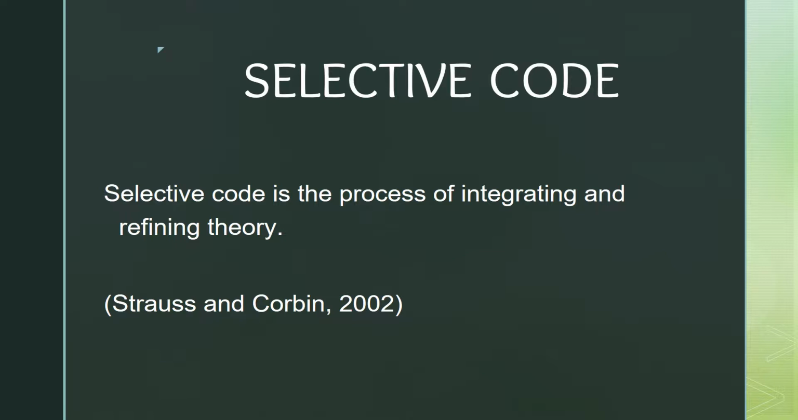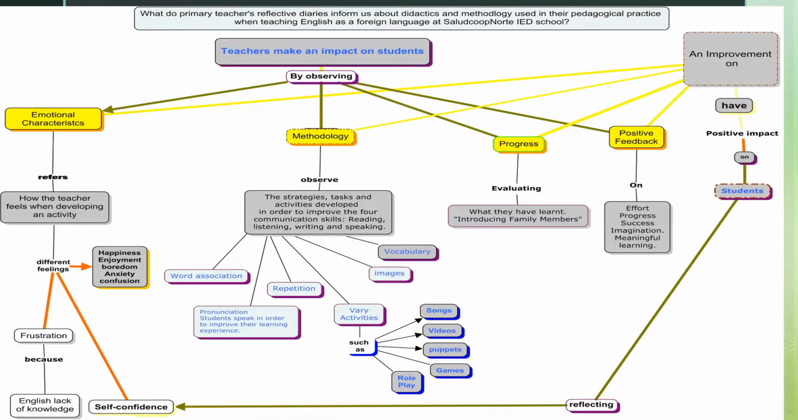Selective coding. Selective coding is the process of integrating and refining theory. It's our reflective coding, based on the question: What do primary teachers' reflective diaries inform us about didactics and methodology used in their pedagogical practice when teaching English as a foreign language at Salucop Norte IED school? We took from the diaries 4 main categories: emotional characteristics, methodology, progress, and positive feedback.